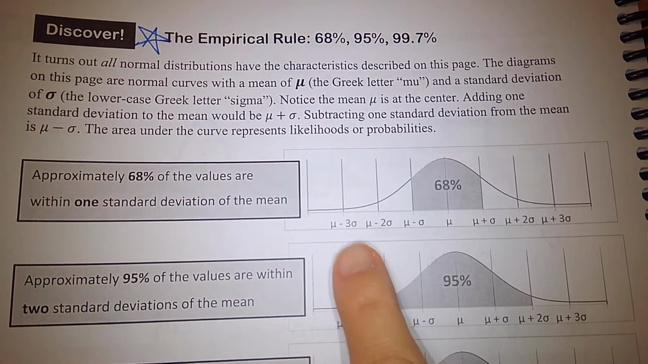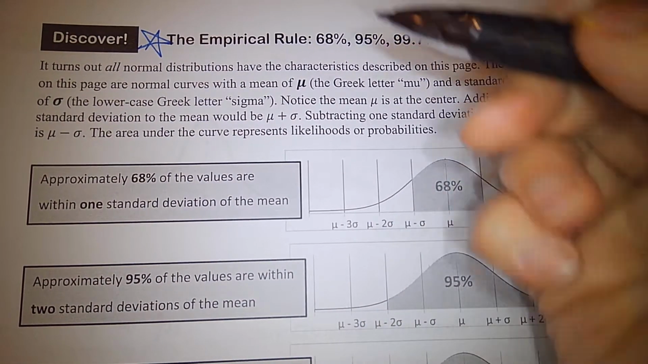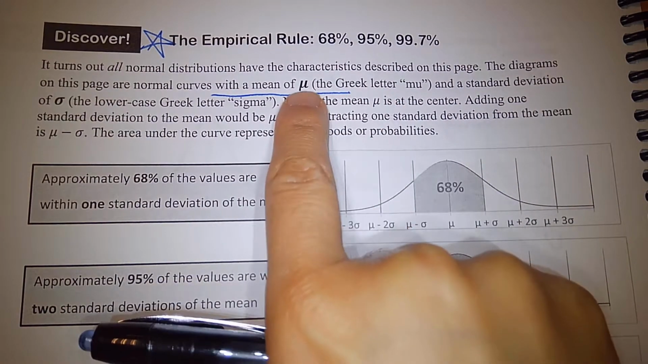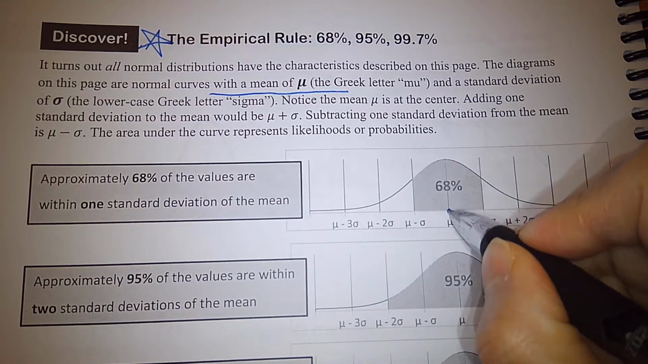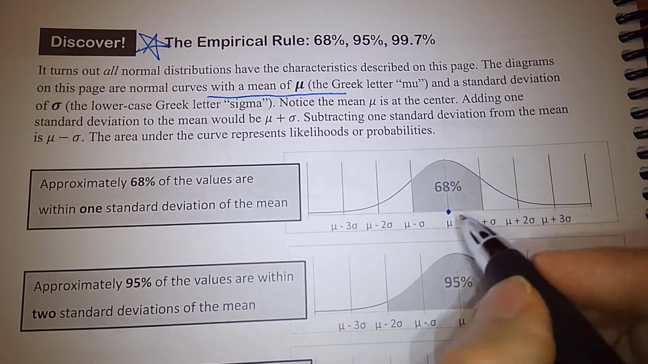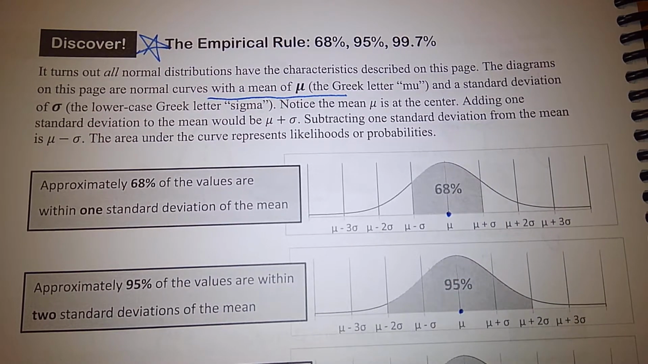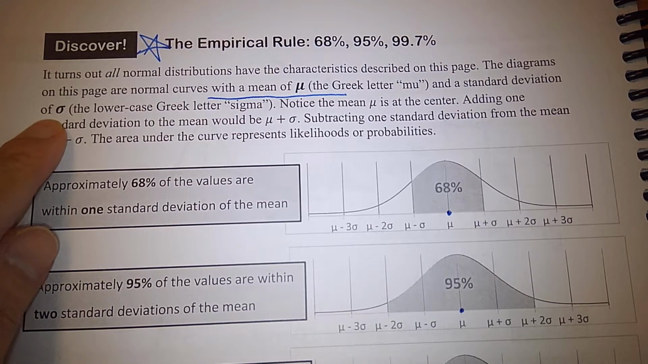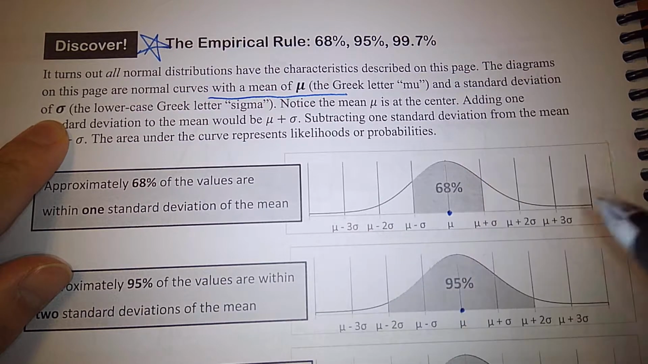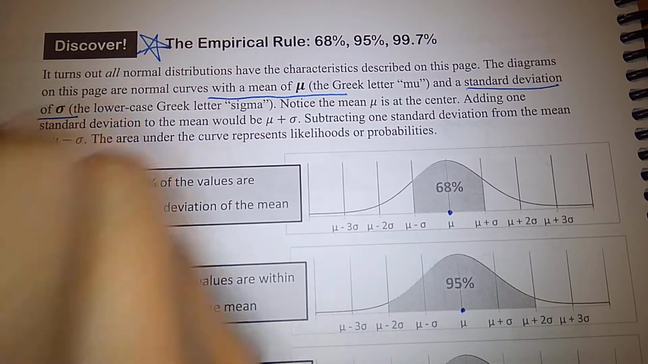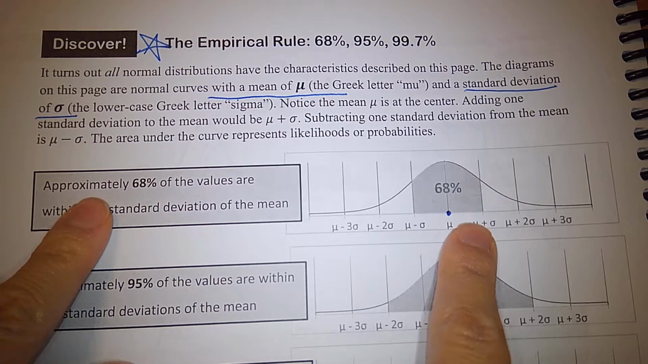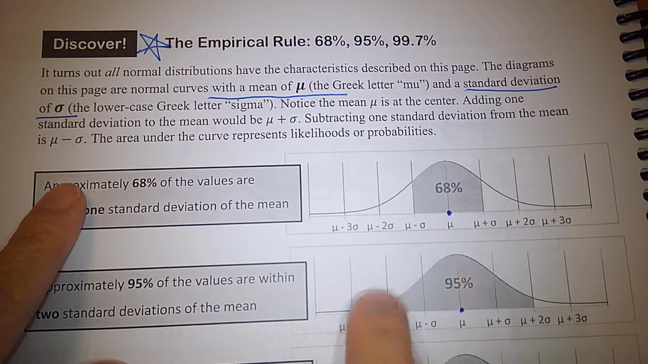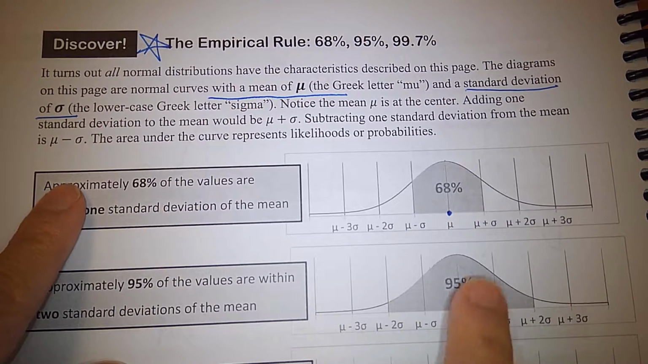So for a normal distribution, if it has a mean value, we use the Greek letter mu. The mean is always in the middle for a normal distribution. And sigma is 1 standard deviation. So we could mark the data values with mu and sigma on the horizontal line, with the mean always in the middle, mu.